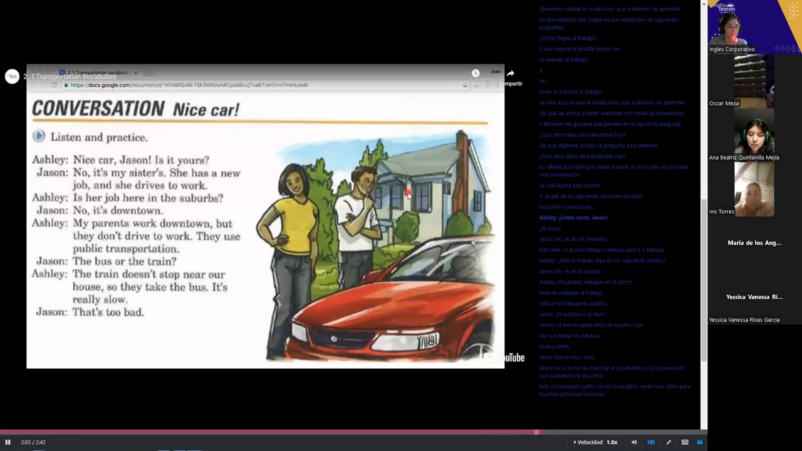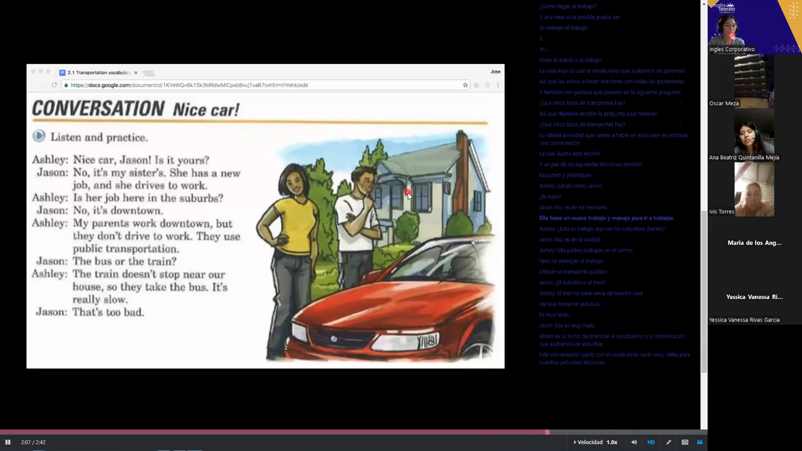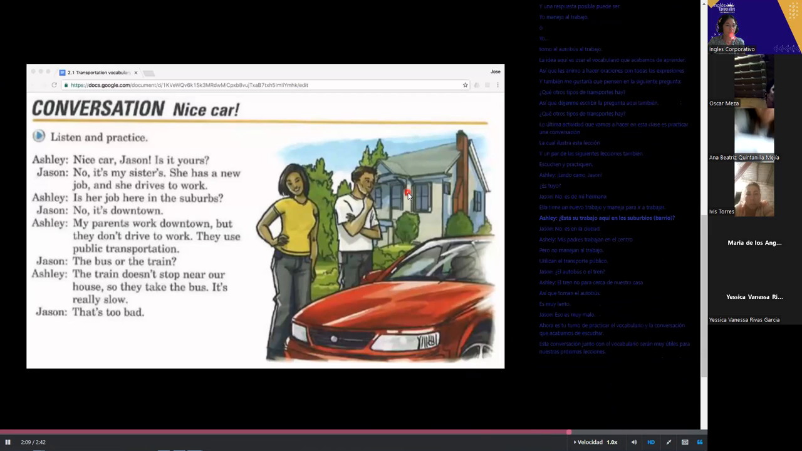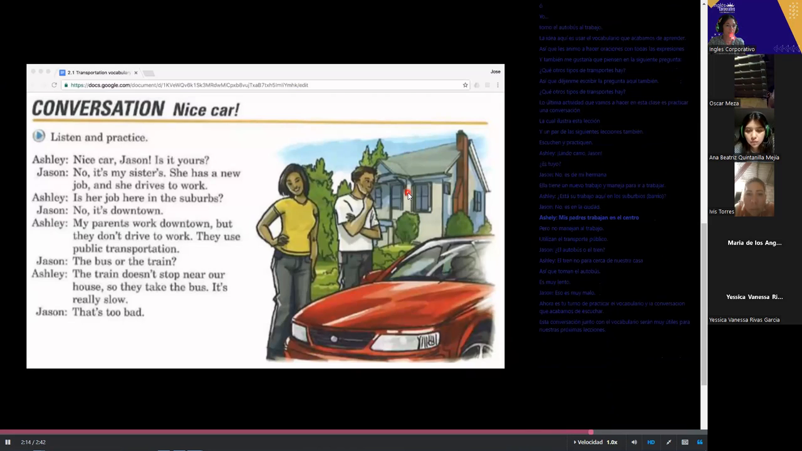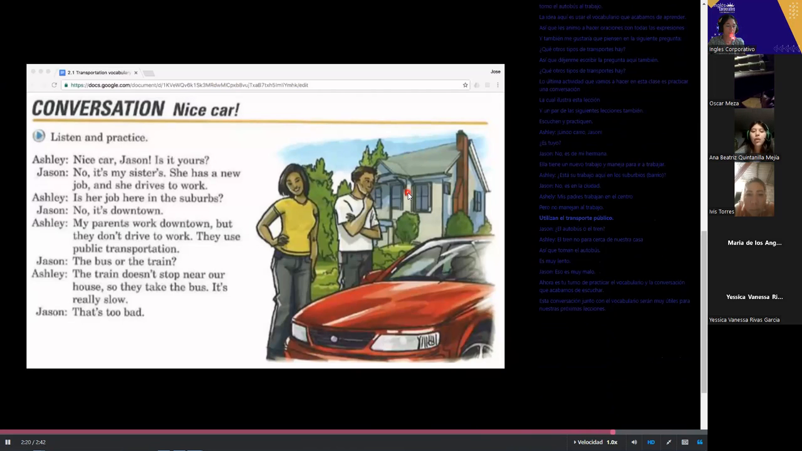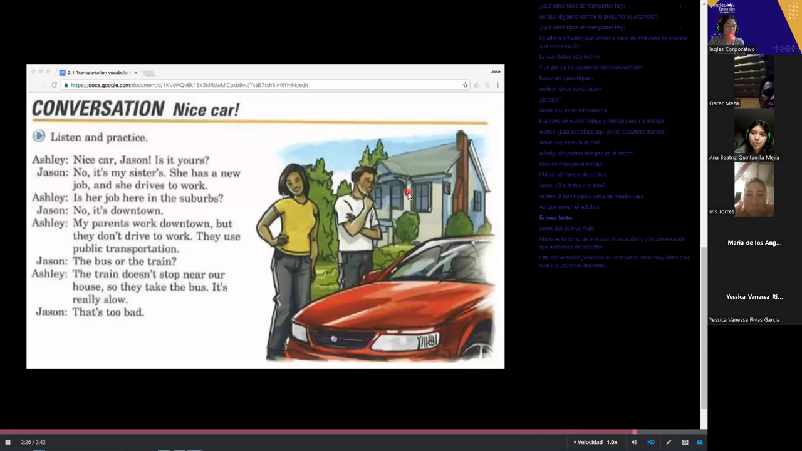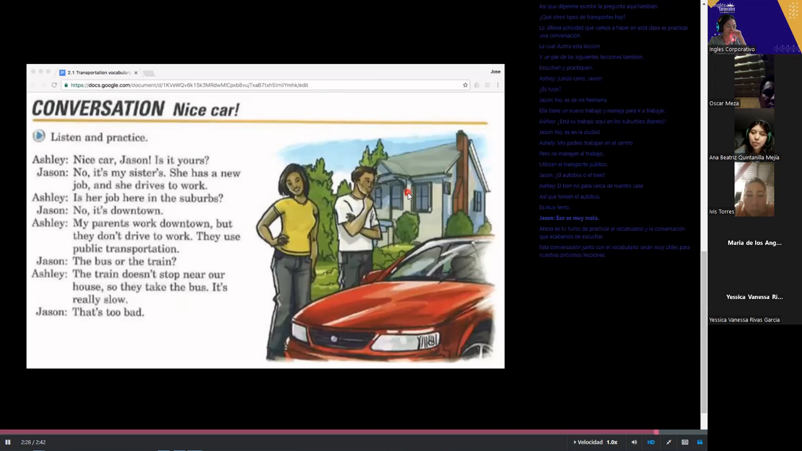Nice car, Jason. Is it yours? No, it's my sister's. She has a new job and she drives to work. Is her job here, in the suburbs? No, it's downtown. My parents work downtown, but they don't drive to work. They use public transportation. The bus or the train? The train doesn't stop near our house, so they take the bus. It's really slow. That's too bad.